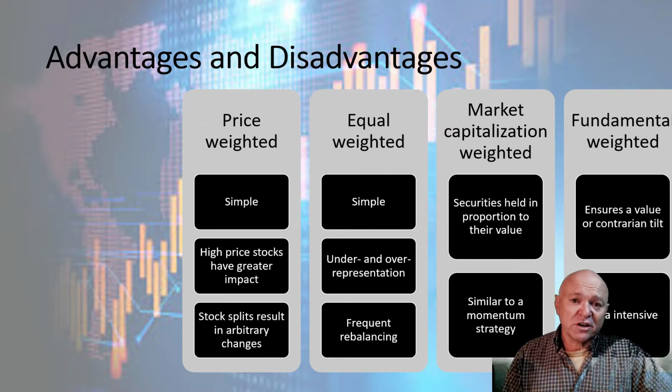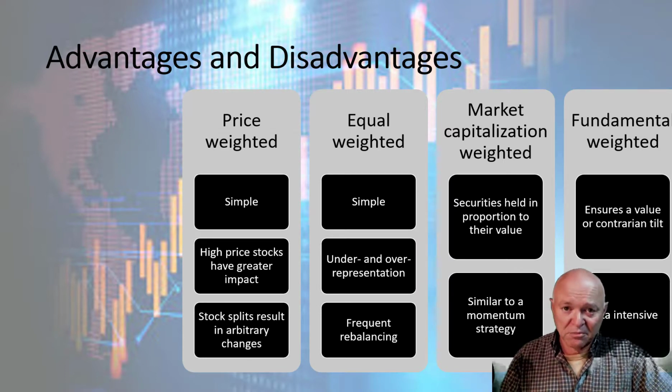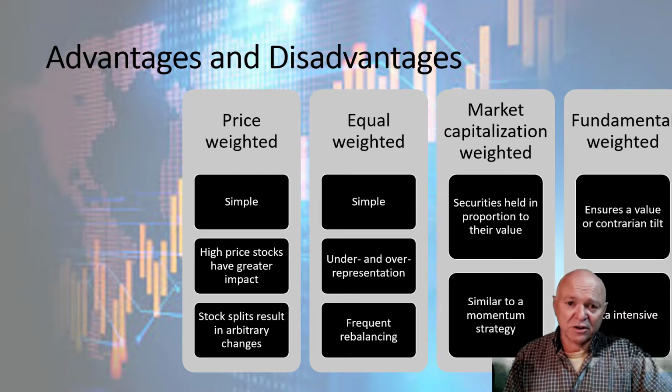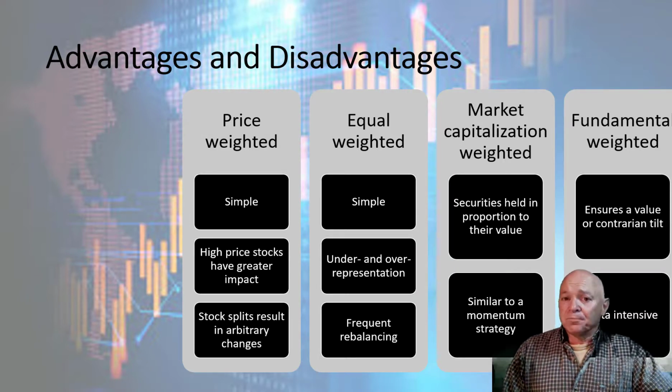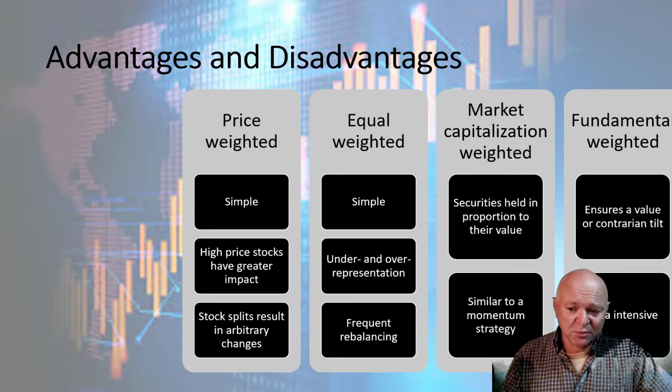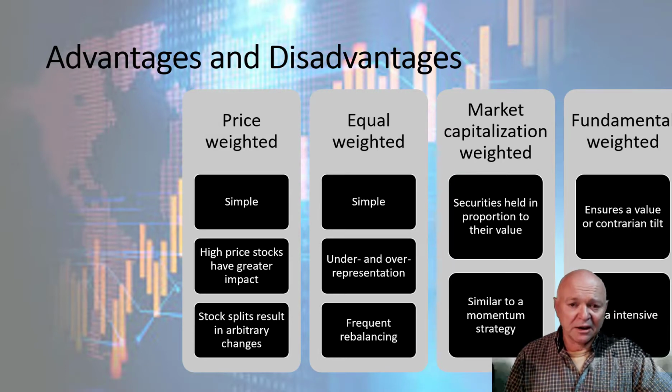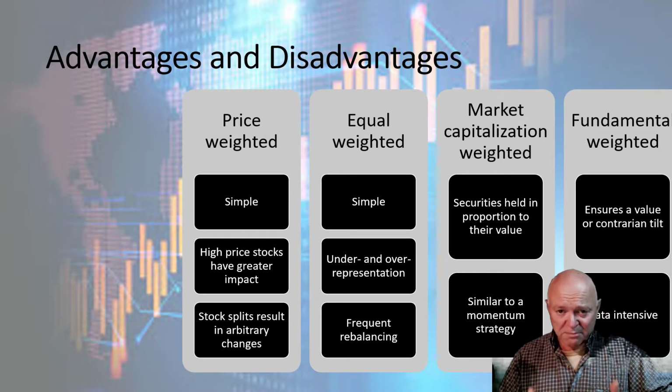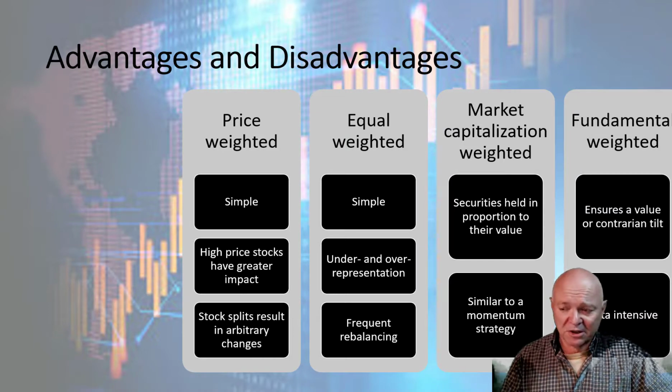The third one, the market capitalization, or the value-weighted index, is also one of the better-known ones. Securities are held in proportion to their market capitalization value. And it tends to emphasize momentum. So if we see that the market is moving in a certain direction, then the index clearly tracks. The equally weighted is simple. Unfortunately, we have some over and under representation of companies based on their values, and need to frequently rebalance and reconstitute that particular index.